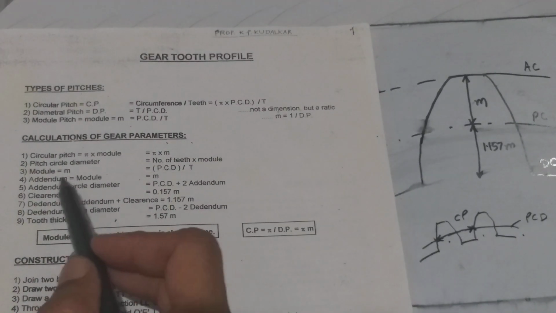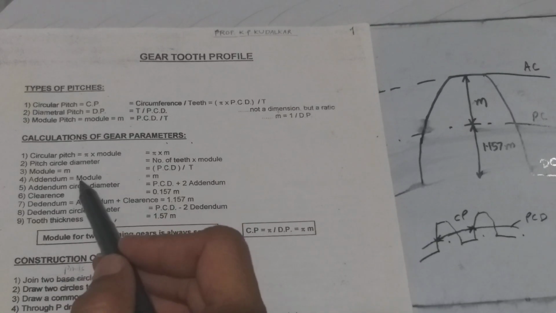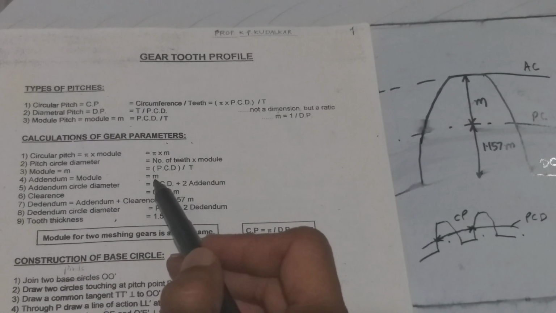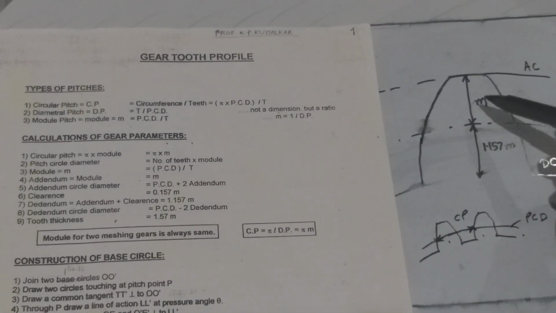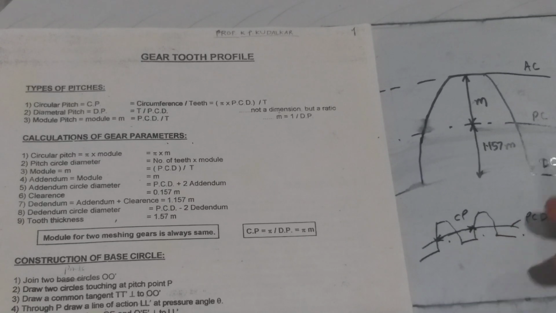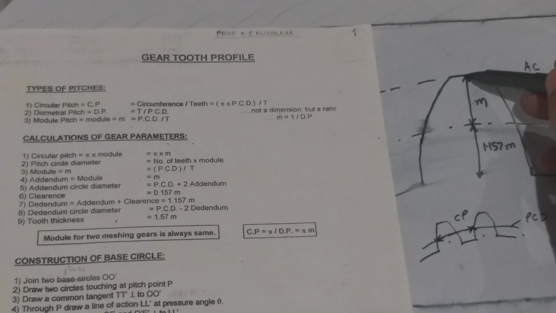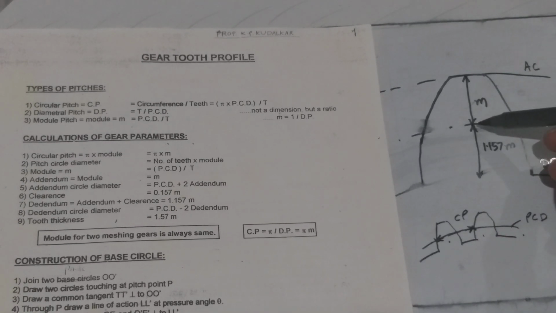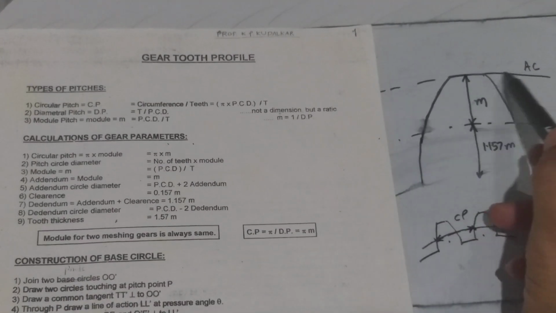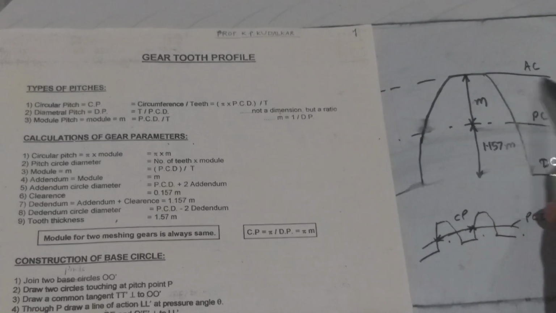Then the addendum. This is a new term, which is taken equal to module. That means the length of the addendum is equal to module. What is addendum? If you look at this tooth, from the point of the tooth which is on the pitch circle diameter to the top point, this distance is called the addendum. Now the addendum circle diameter is the diameter passing through this point.